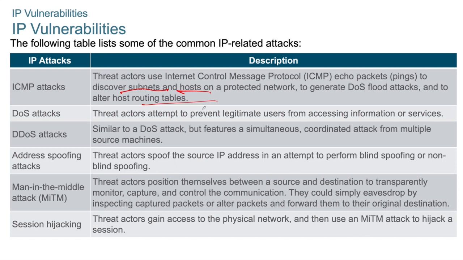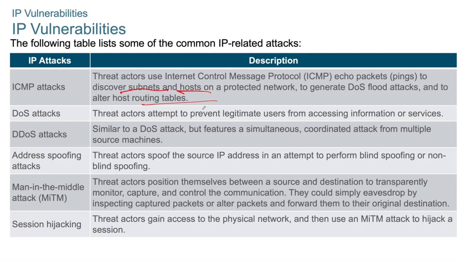The Address Resolution Protocol is used to build what you call the layer 2 protocol table, that is, the MAC addresses which are gathered from all the devices in the network to build the address table. During that time, this attack can take place. So threat actors spoof the source IP address in an attempt to perform blind spoofing or non-blind spoofing to get the MAC addresses.